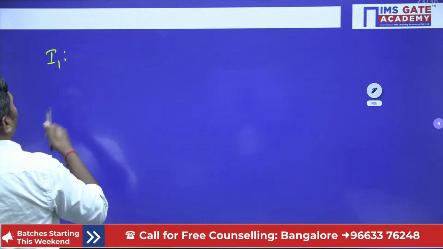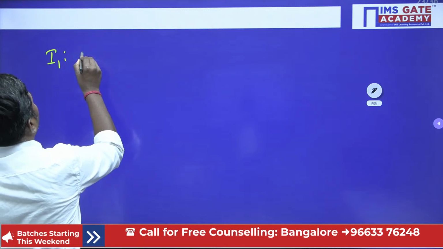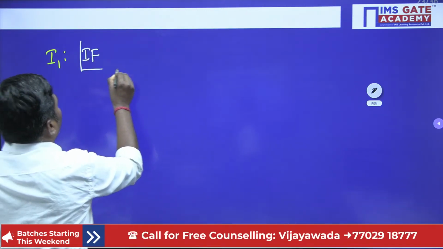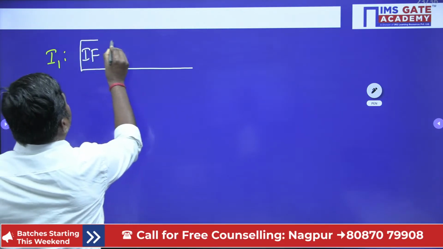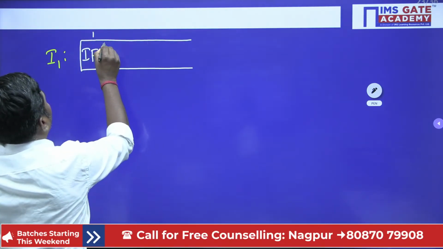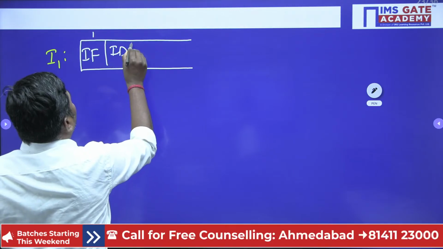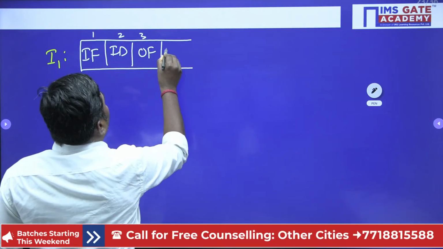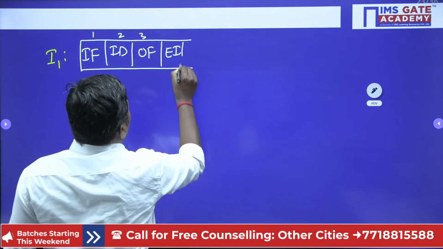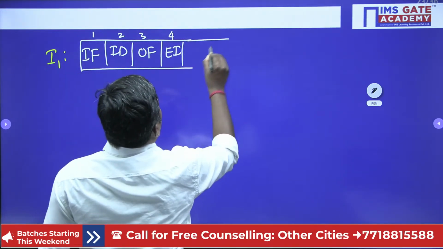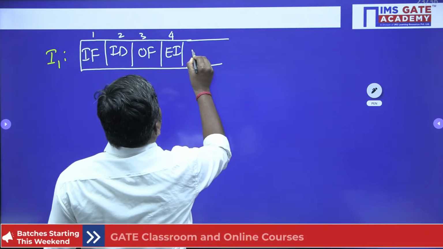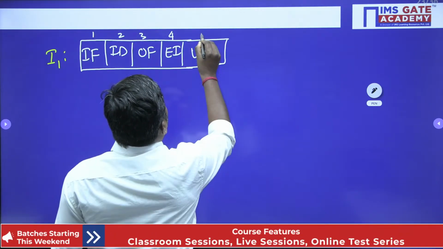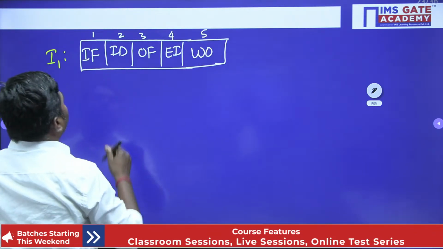So instruction 1, I'll fetch. Instruction fetch, right? Taking 1 clock cycle, then instruction decode taking the 2nd clock, 3rd clock operand fetch, 4th clock execute this instruction, and the 5th clock is write back operand, right? At the 5th clock, this we know.